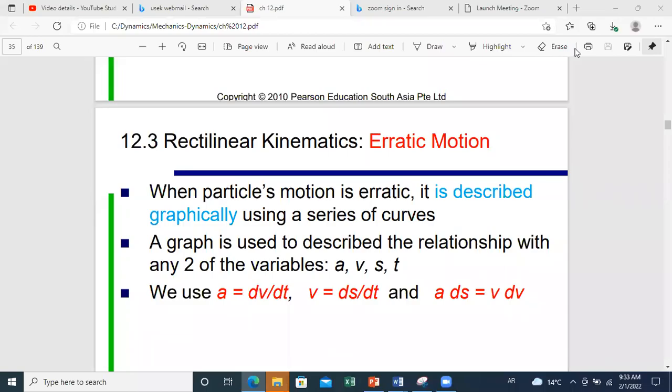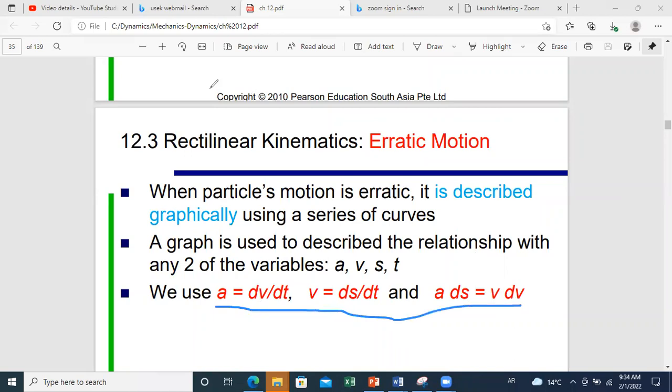So first, we will describe graphs used in kinematics. We will see how to relate velocity, position, acceleration, and time through graphs. If you want graphical conclusions, we should understand the relations between acceleration, velocity, position, and time.